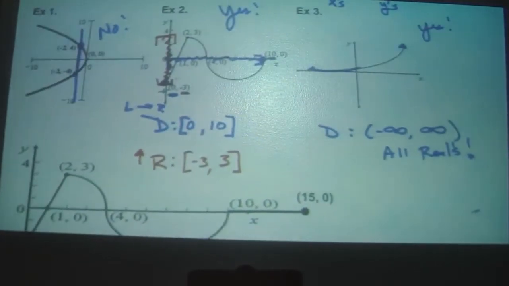Okay? Domain and range is a little tricky for people. Does anybody have a question on why the domain is negative infinity to infinity?